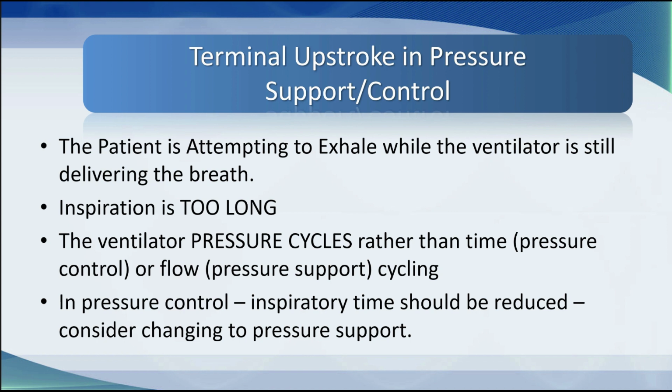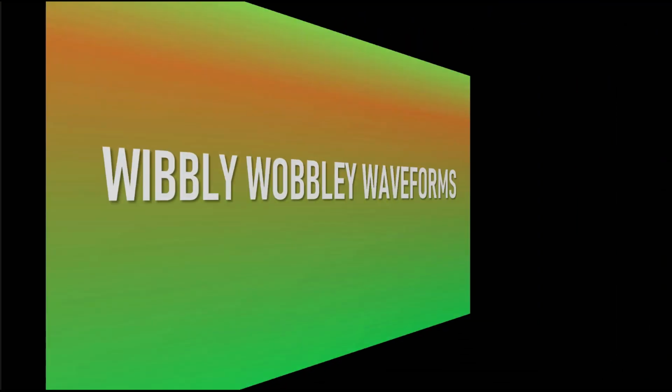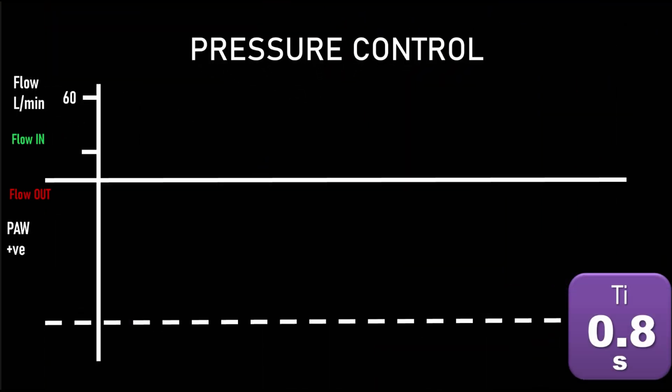I want to move on now and look at something that's a little bit trickier, and I call this the Wibbly Wobbly Waveform. Let's start with pressure control. This is a patient on pressure control ventilation with a target tidal volume of 420 mils. The inspiratory time is set at 0.8 seconds.